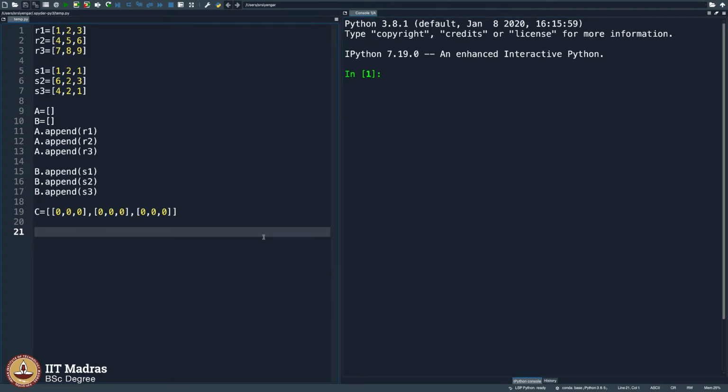So I'm back with the same example, with A being 1, 2, 3, 4, 5, 6, 7, 8, 9, and B being whatever you see here, 1, 2, 1, 6, 2, 3, and 4, 2, 1. I would like to go ahead and find the product of these two matrices the old high school way. My dimension here is going to be 3 because the matrix is 3 cross 3. I'm going to put dim equals 3 and go ahead with the same logic as I did with matrix addition.